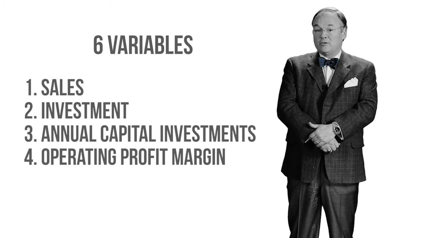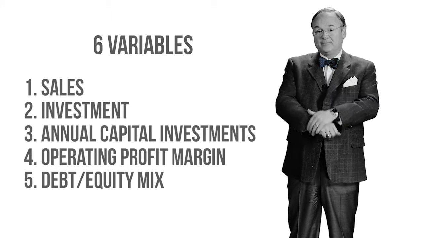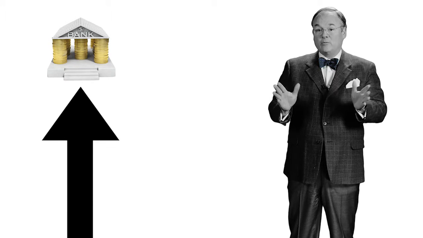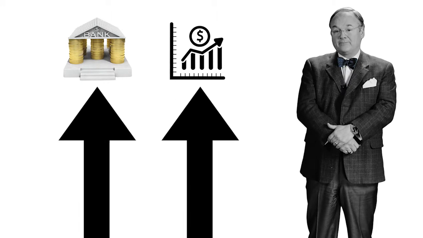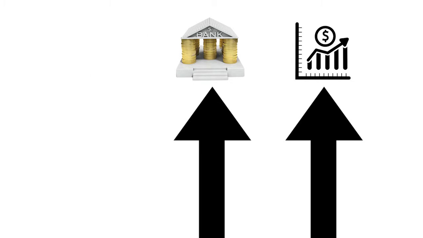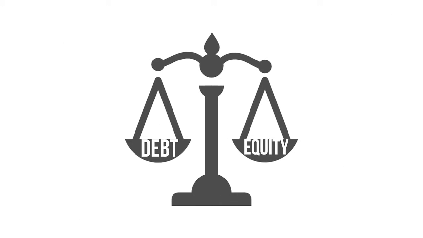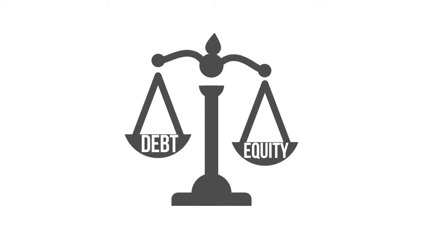So the 5th variable is the debt-equity mix. Debt is less expensive than equity, which means that a higher portion of debt will raise returns on equity. However, higher debt levels raise investor and lender risk profiles, which can raise the return requirements of both. While there is definitely a chicken and egg issue here, this financial balancing act generally begins with shareholder return expectations.